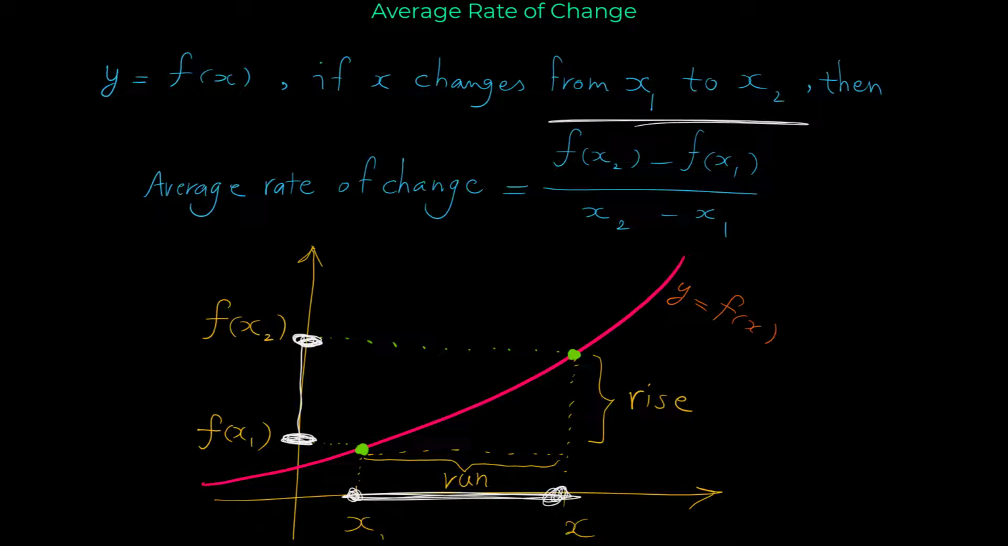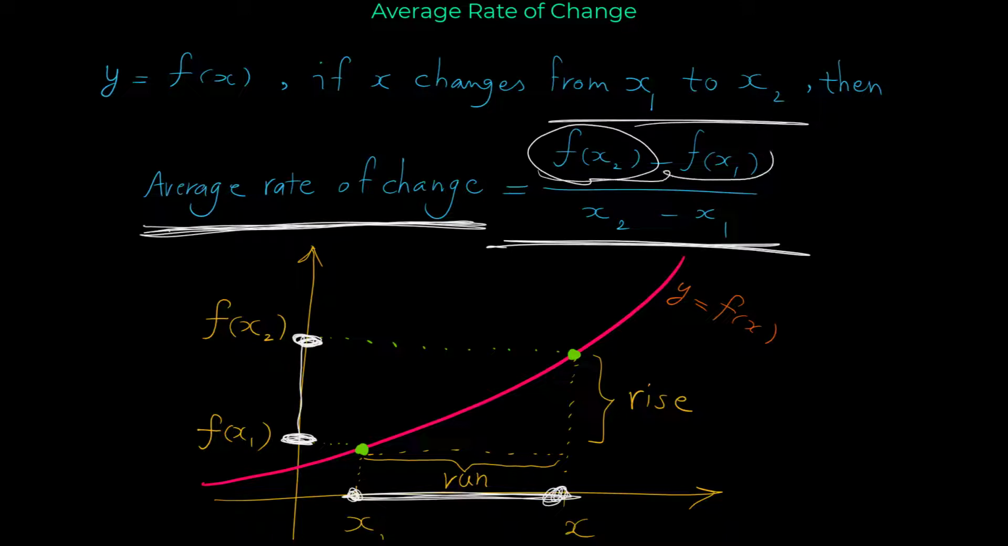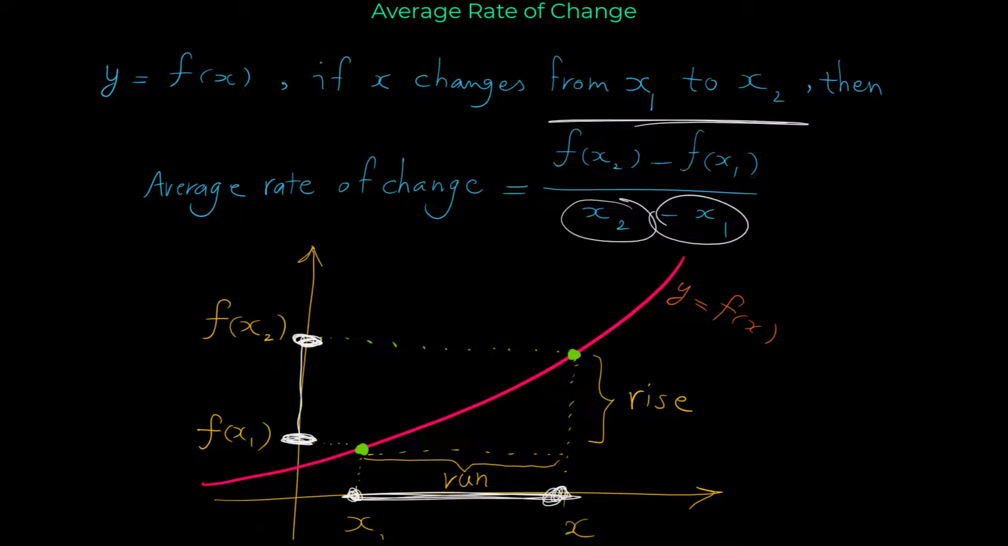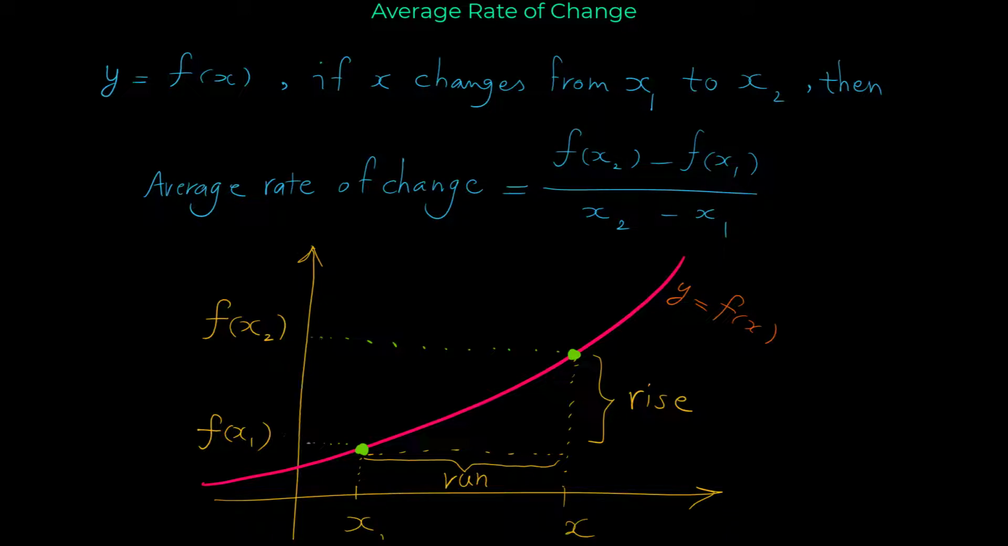We define the average rate of change for function f by this formula. The average rate of change of the function is f of x2 minus f of x1 over x2 minus x1. This is the definition of the average rate of change of a function.